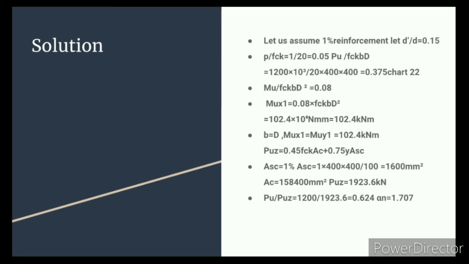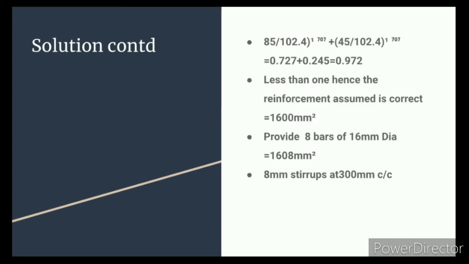For Pu by Pz of 0.625 from the table, alpha n is equal to 1.707. Substitute in the equation: 85 by 102.4, the whole raised to 1.707, plus 45 by 102.4, all raised to 1.707. We get 0.727 plus 0.245 equals 0.972, which is less than 1. Hence the reinforcement assumed is correct.